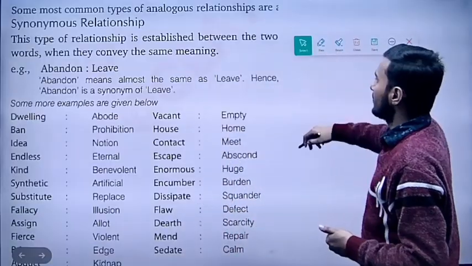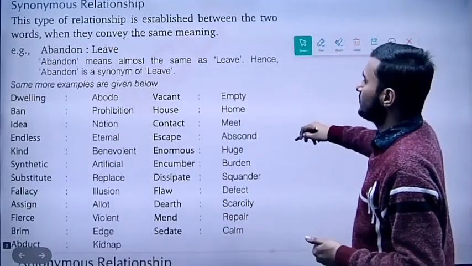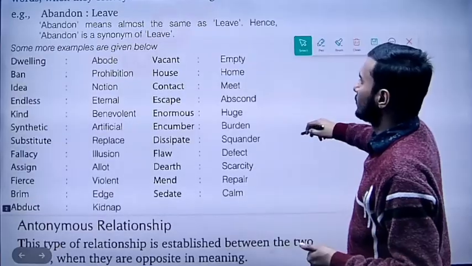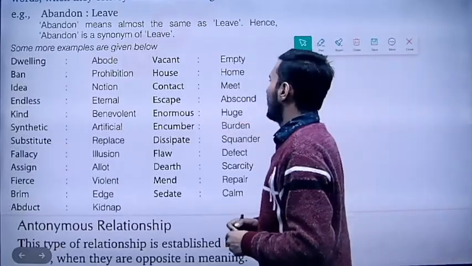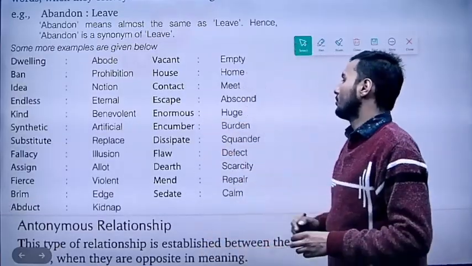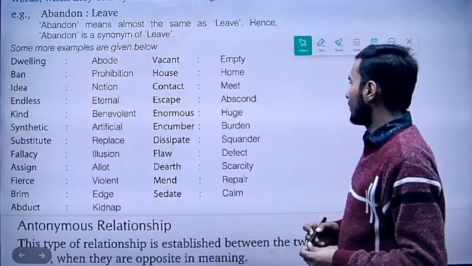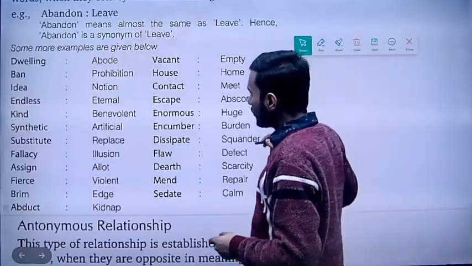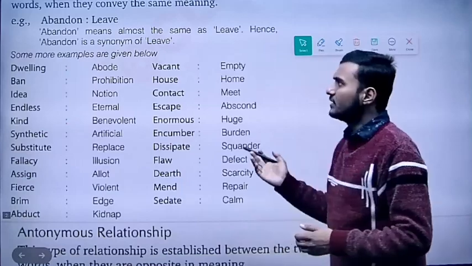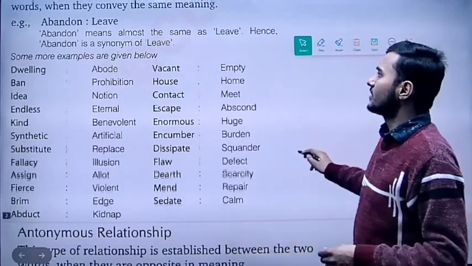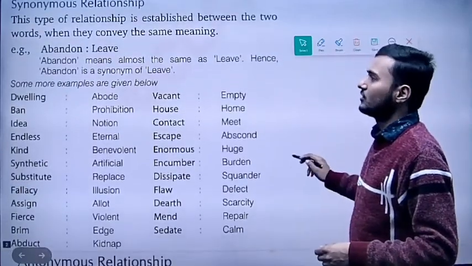If you look at some of the synonym relationships, dwelling means abode, house means home, contact means meet, escaped means absent, enormous means huge. So these are examples of synonyms relationship.